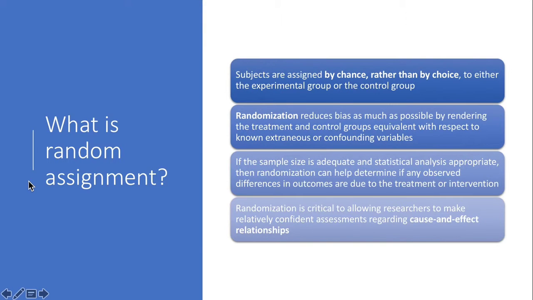All right, so what is random assignment? I've already mentioned this a few times. This is where subjects are assigned by chance rather than by choice to either the experimental group or the control group. And randomization reduces the bias as much as possible by rendering the groups equivalent with respect to known or extraneous or confounding variables.